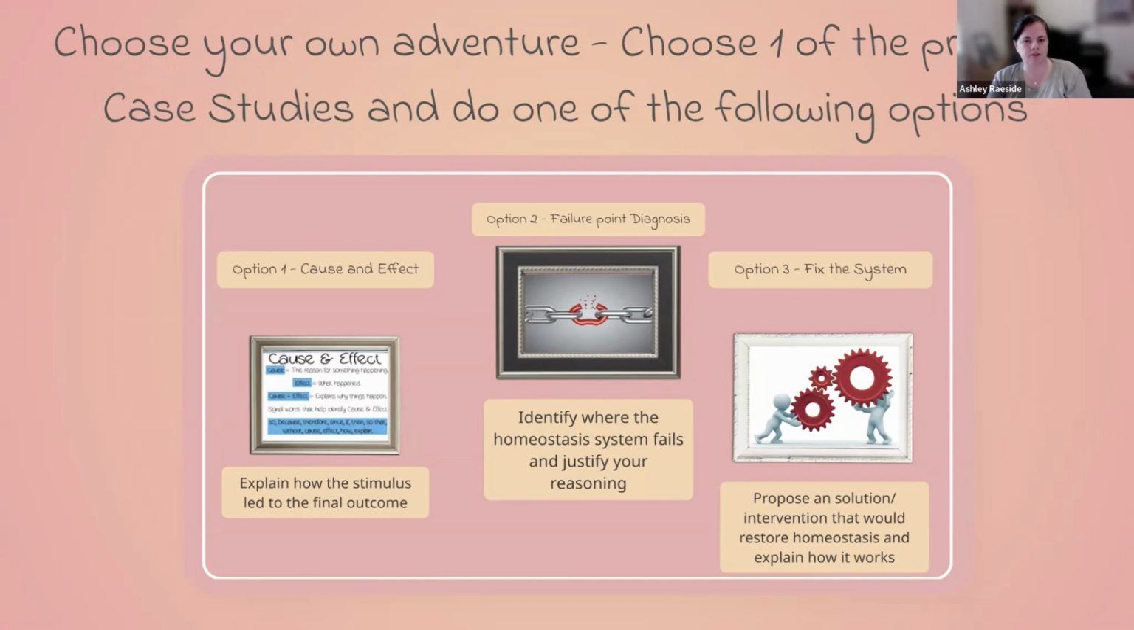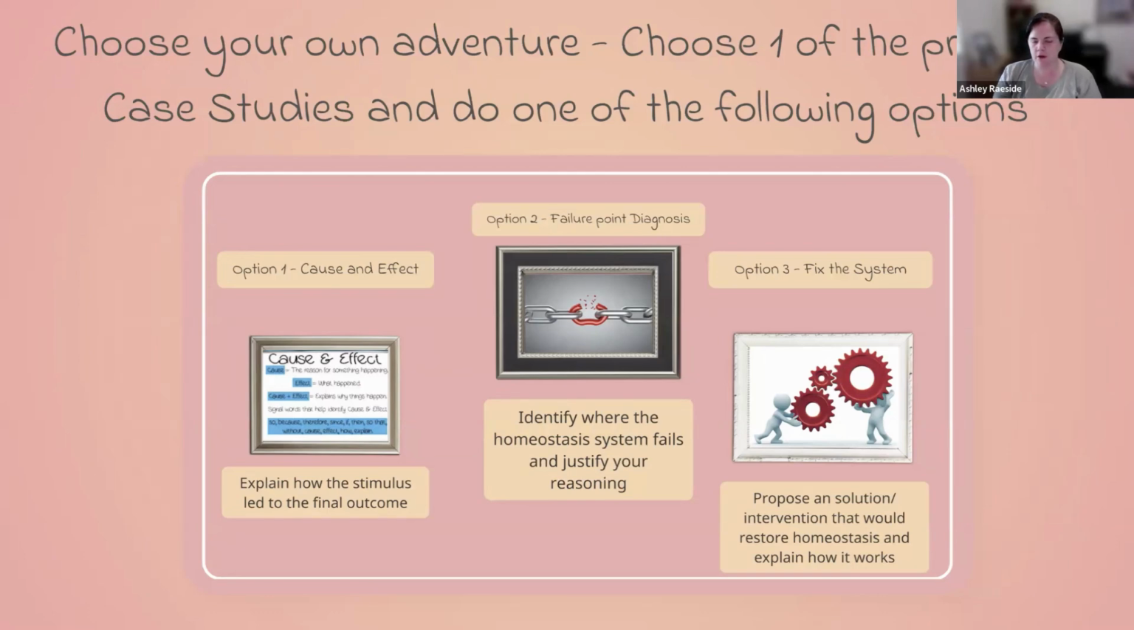Option number 2 is our failure point diagnosis. So whereabouts in your homeostasis system did it fail for these things to happen? And I want you to justify your reasoning. Why do you think that's the case? Why did it fail there? And where's the evidence that shows that that's where it failed? And number 3, this is your final choice, propose a solution or an intervention that would restore homeostasis and explain how this might work. So you need to understand the cause and effect, understand the failure point, and now you're going to come up with an idea of how to fix that.